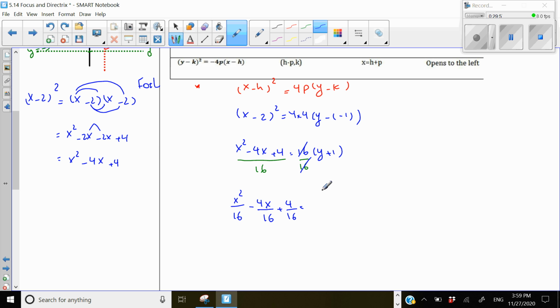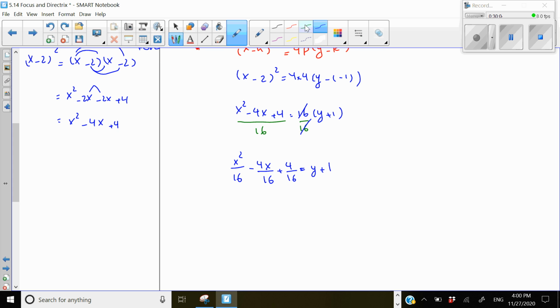And these two will cancel each other, and I will have y plus 1 on this side. Okay, and next I'm just going to simplify these. 4 divided by 4 is 1, 16 divided by 4 is 4, 4 divided by 4 is 1, and this one also will be 4. So the equation will look like x squared divided by 16 minus 1 over 4 times x plus 1 over 4 equal to y plus 1.